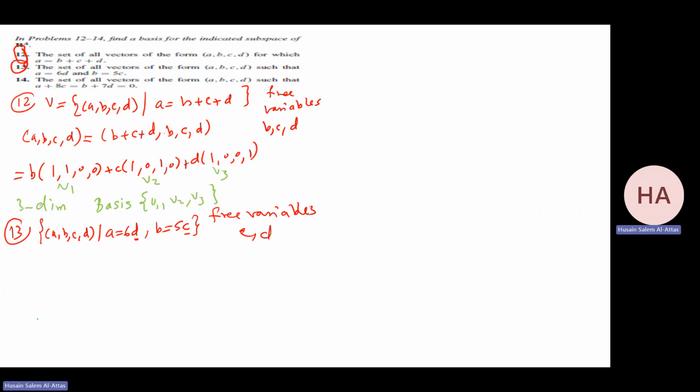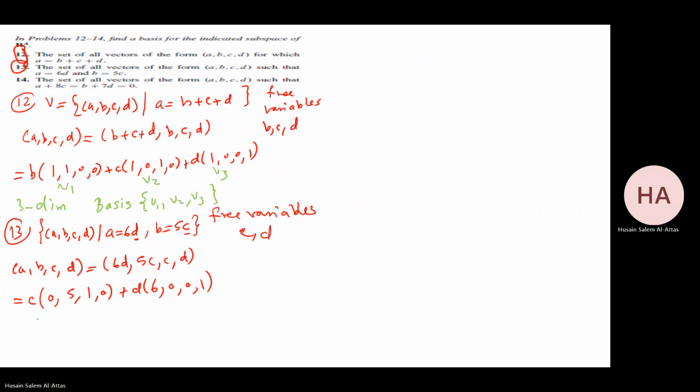If I write it this way. Okay. So I have A, B, C, D. That will be 6D, B which is 5C, sorry, 5C, C and D. I'll write in terms of two variables. Take C, common factor. I have what? 0, 5, 1, 0. Take D, common factor. I have 6, 0, 0, 1.